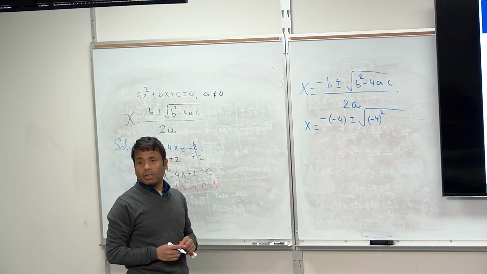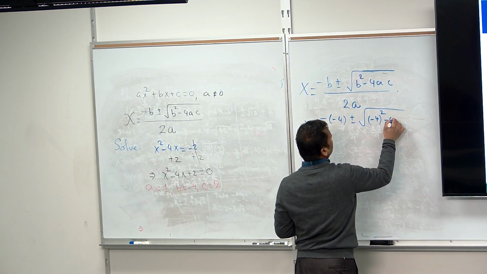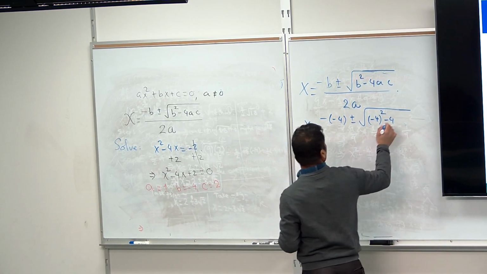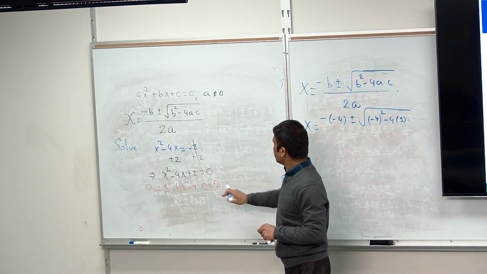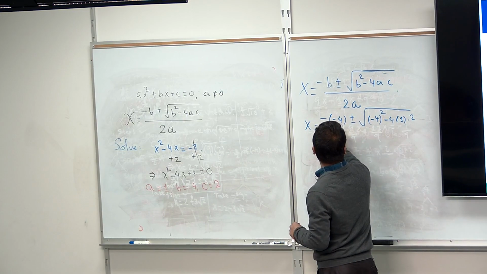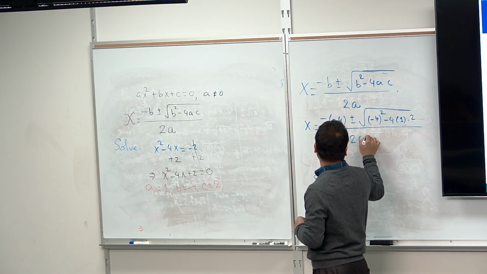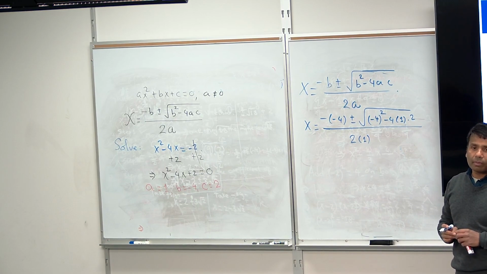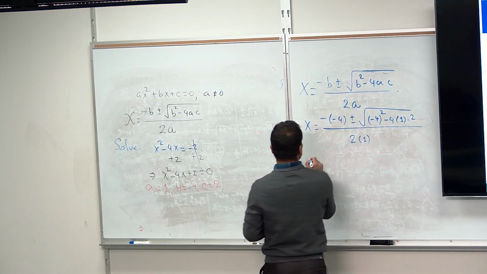So that is b squared, right? Minus 4 times, what is the value of a? 1. 4 times 1 times, what is the value of c? 2. This whole over 2 times, what is the value of a? 1. That makes sense? Yes? And now, let's simplify this.